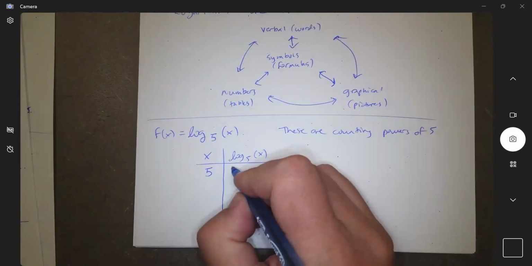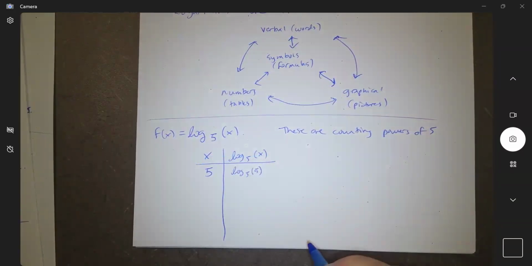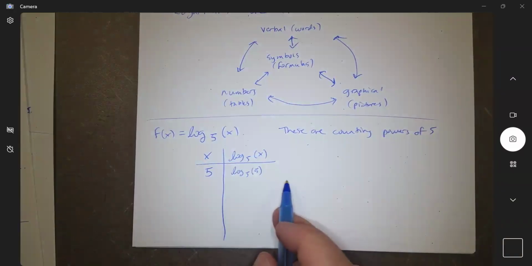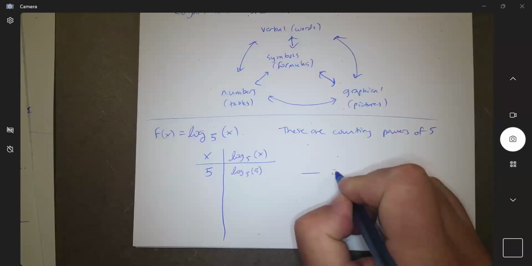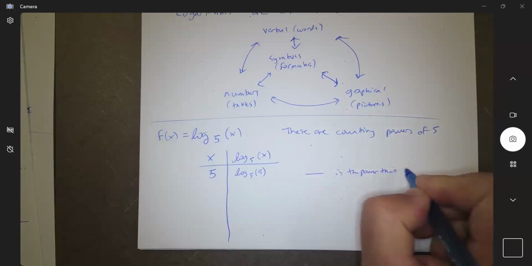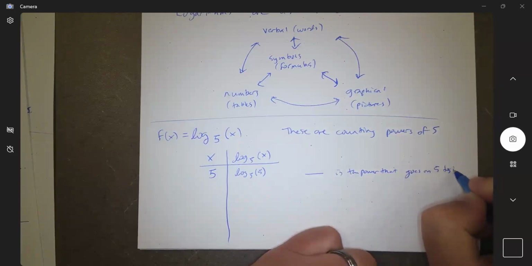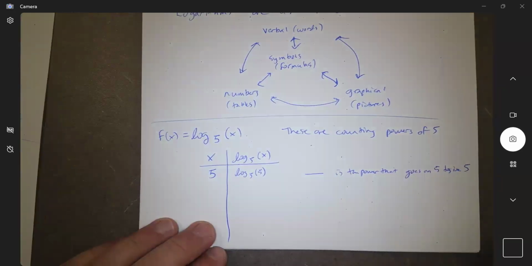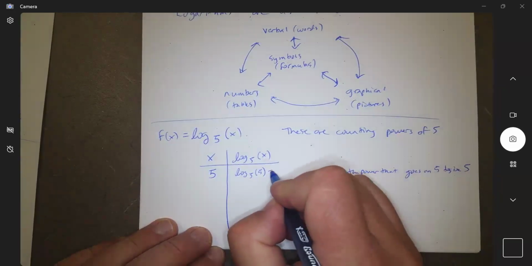If x is 5, my output is log base 5 of 5. And that's going to be a very simple number, but let's figure out what that is. Something is the power that goes on 5 to give 5. What power do you put on 5 to get 5? It's 1.